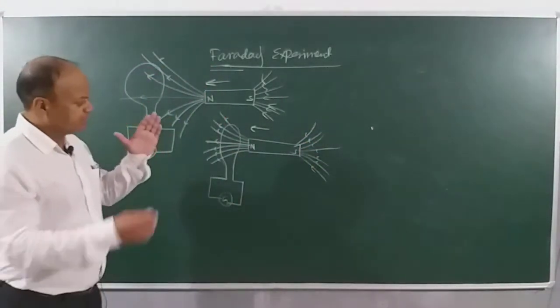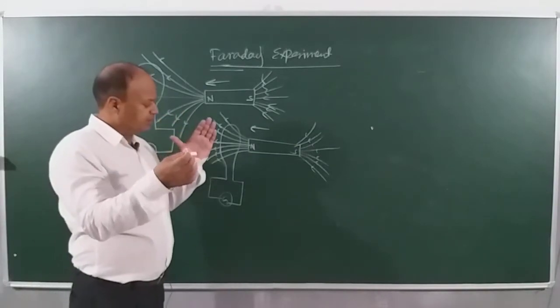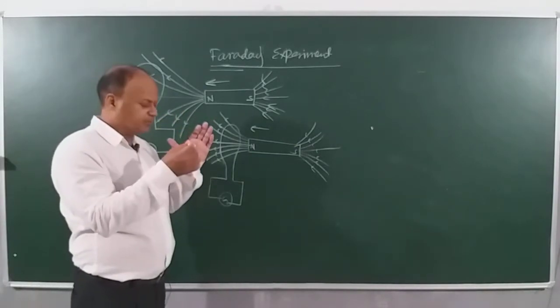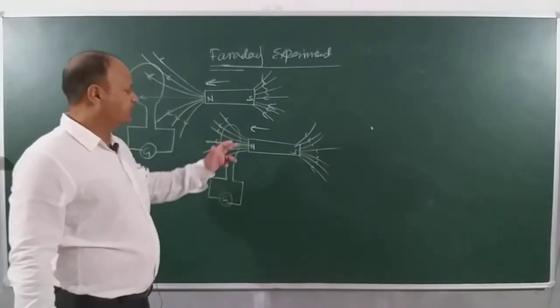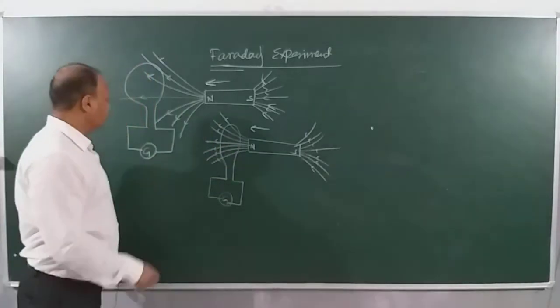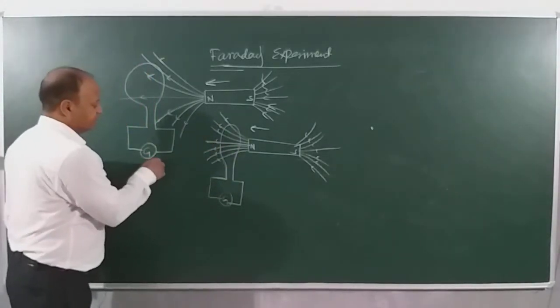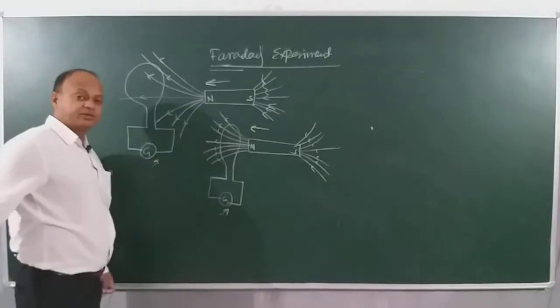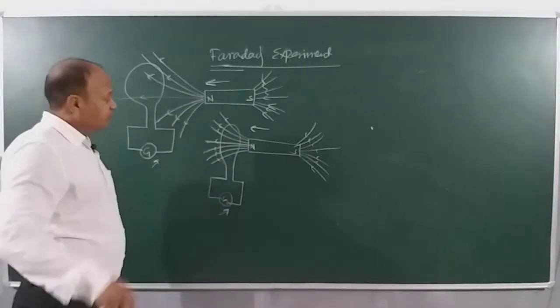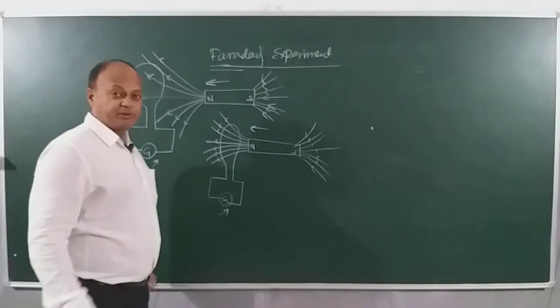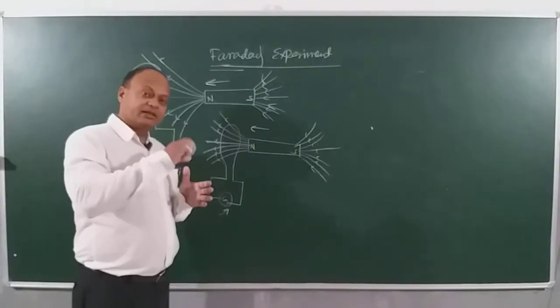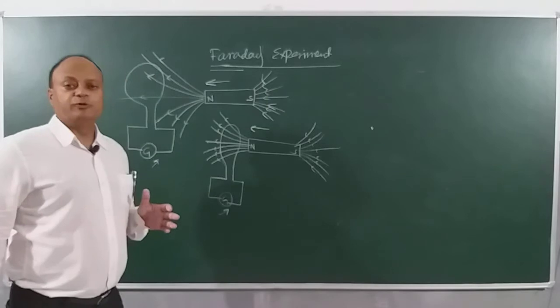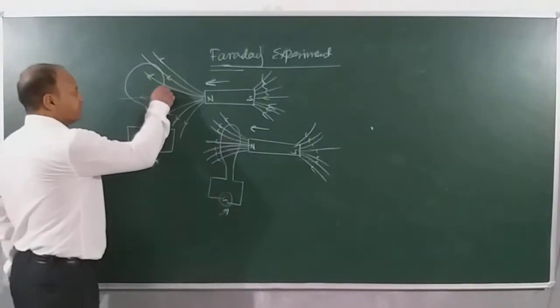So what do you see? When the north pole comes towards the coil, the number of lines passing through the coil is what? Changing. And a current is being produced in the circuit. In both the cases, we will see a deflection in the galvanometer. We find many things interesting in this experiment. One is that by moving the magnet, I am able to produce a current. So a current is set up here in the circuit.